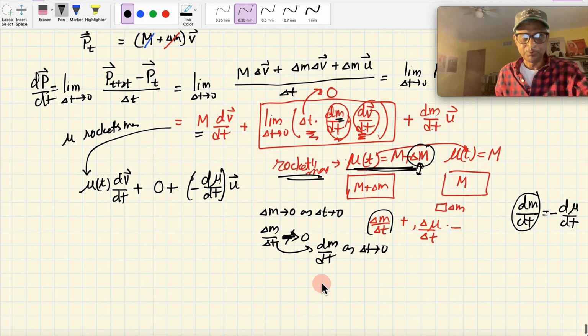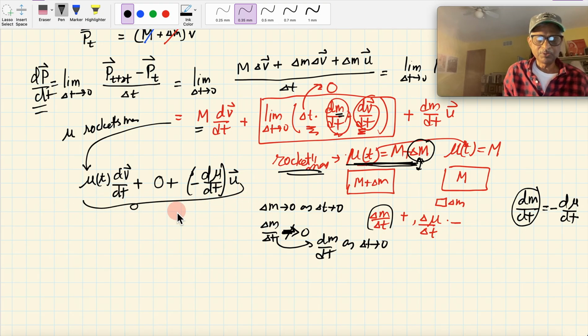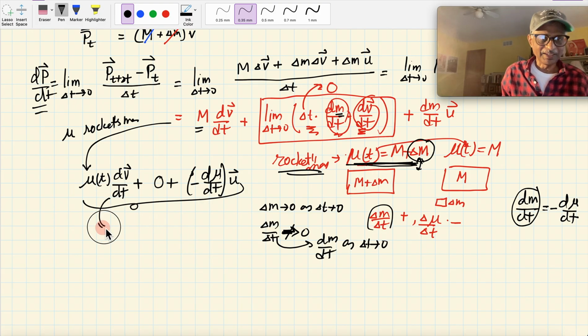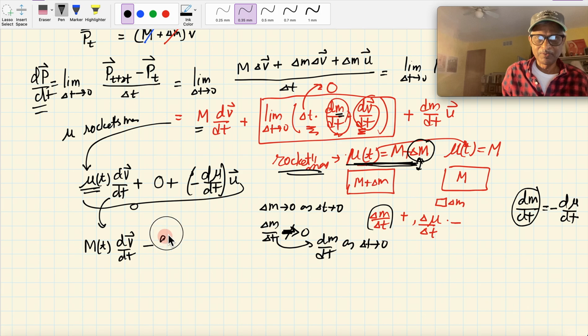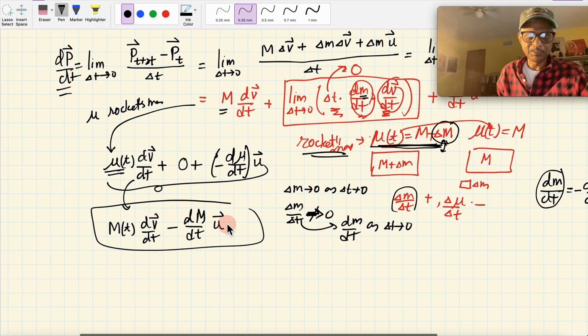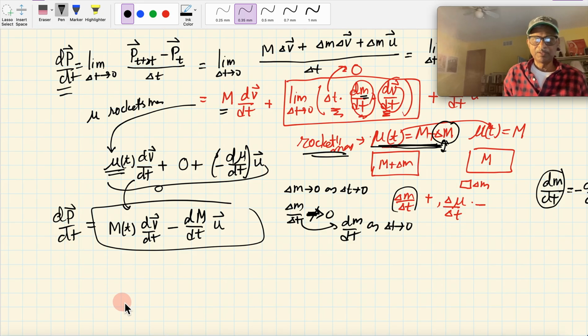Okay, so we got this thing is equal to this whole thing. And at this point, if I'm totally okay with it, I can go back and call this guy M and dm dt u. So you can go back and rewrite with the original symbol. All right, so we've got this is equal to dp dt. On the right side is f, so the f external.